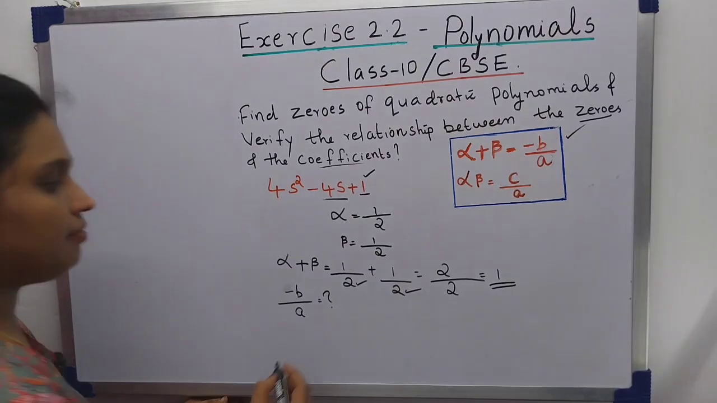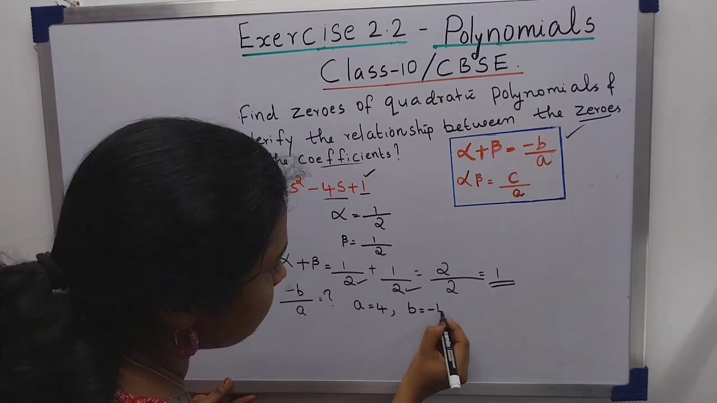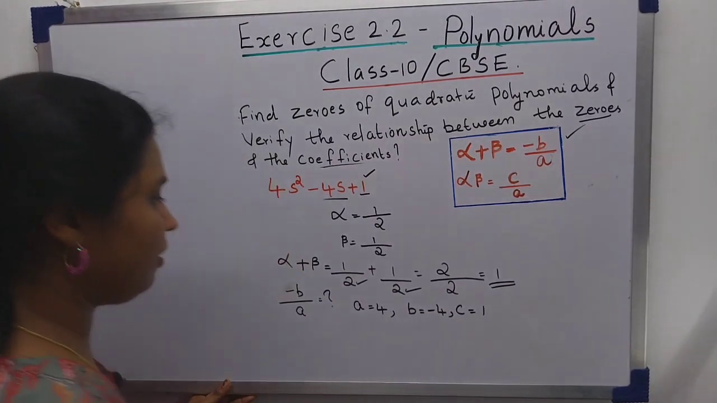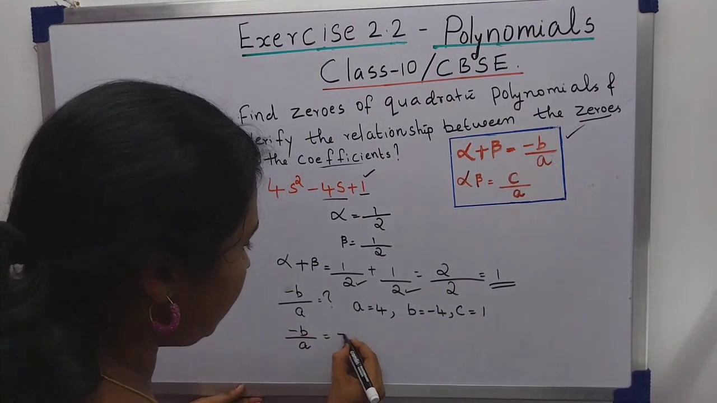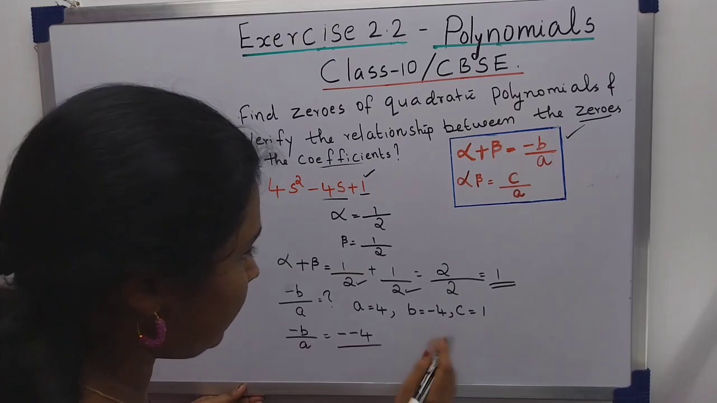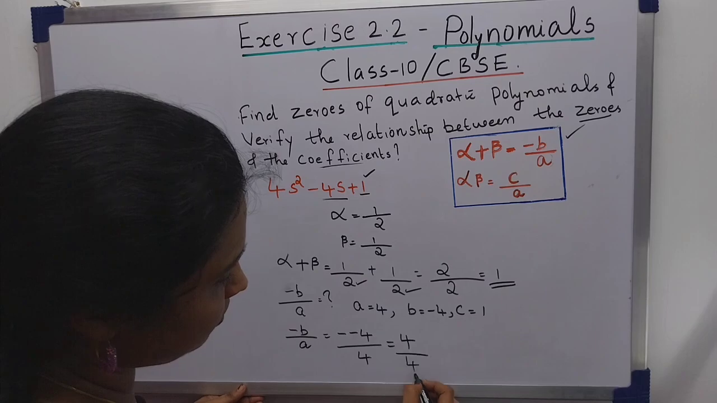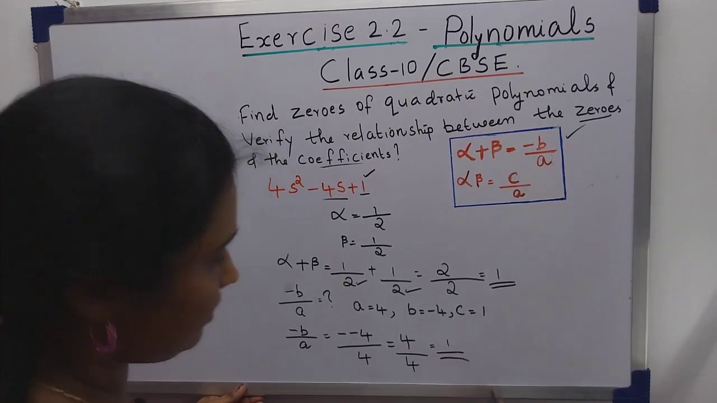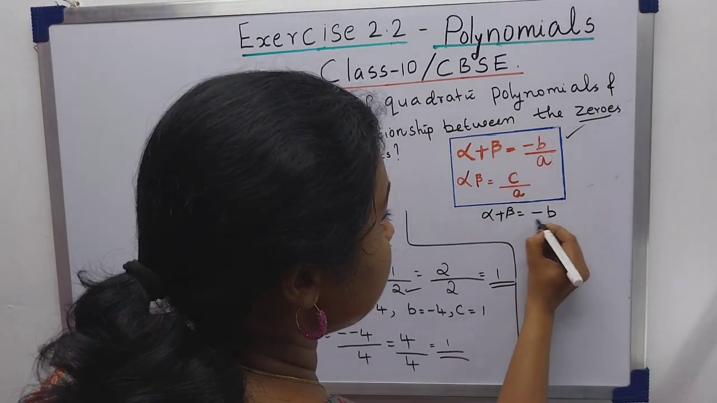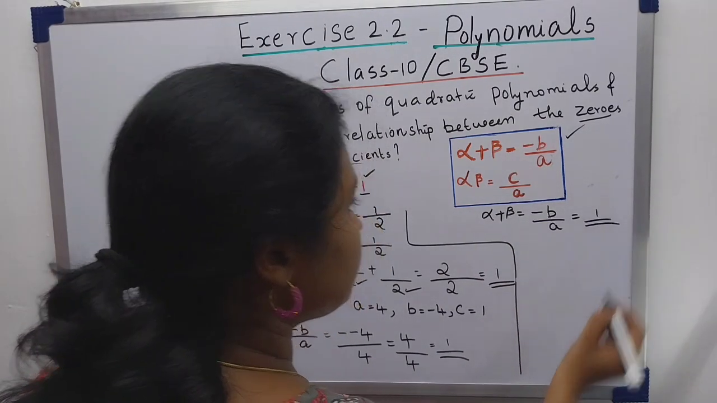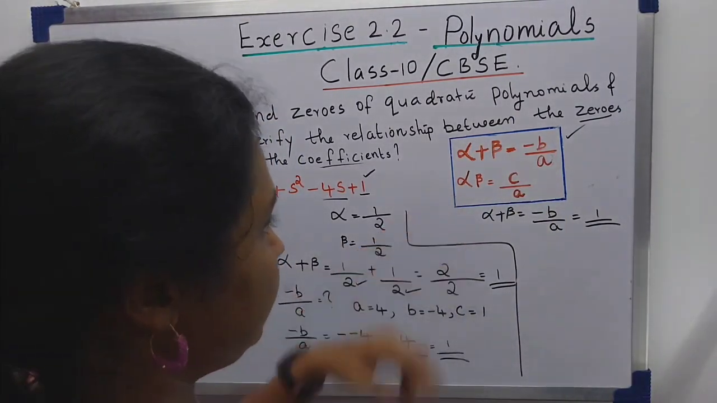Okay. So what is a here? a is 4, b is minus 4 and c is 1. So what is minus b by a? Minus b by a is equivalent to minus of b, which is minus 4, by a, which is 4. Minus of minus 4 is plus 4 by 4. 4 by 4 is equivalent to 1. Alpha plus beta is equivalent to minus b by a, which is equivalent to 1. So the first condition is satisfied. Let's verify the second condition.